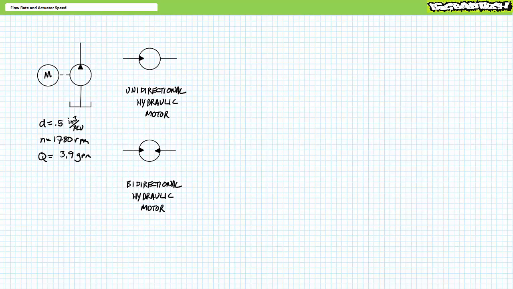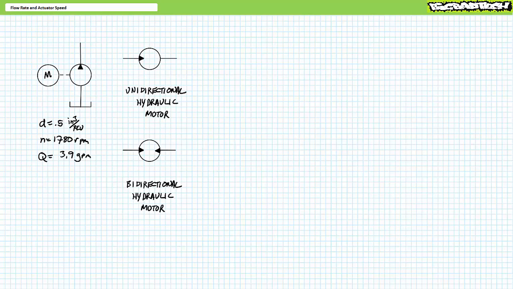Even their schematic symbols are opposites. The schematic symbol of a pump shows an arrow pointing away from the pump into the hydraulic system. In contrast, the schematic symbol of a hydraulic motor shows arrows pointing into the motor from the hydraulic system. Two arrows indicate the motor is bidirectional, meaning it can rotate clockwise or anti-clockwise depending on direction of fluid flow.